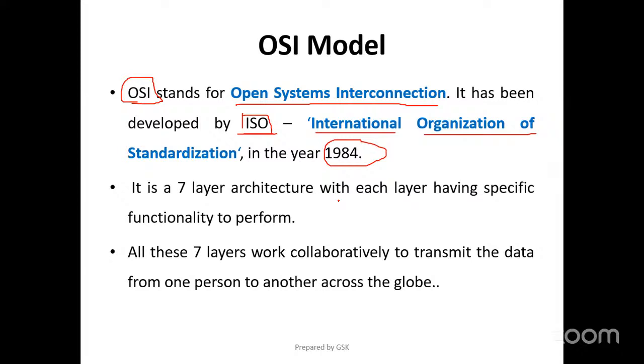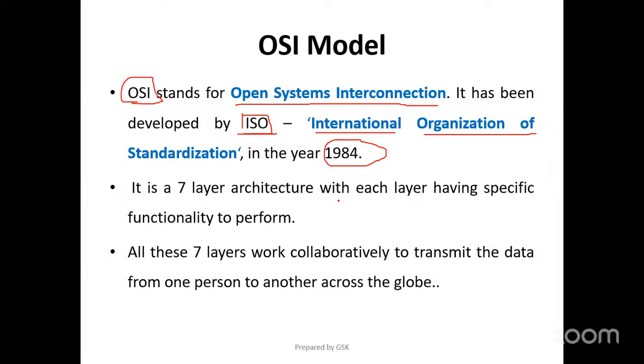That's why if anyone wanted to communicate between two different companies, it was very difficult, because the underlying architecture of one company might be different from another company. So one company's network may not communicate with another company's network at that time. Those problems identified in that system were overcome with the help of the OSI model.